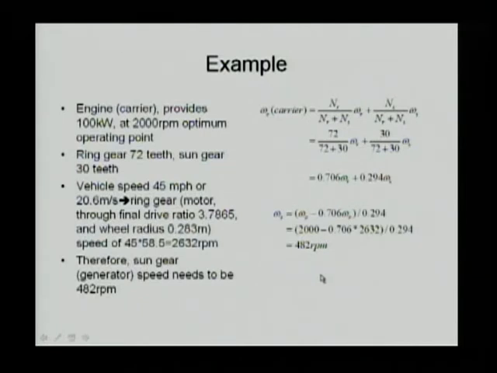So in other words, in this system, if the vehicle is operating at 40 miles per hour, and if we control the generator so that it is operating at 482 RPM, we can easily achieve the engine speed of 2000 RPM as we expected. And in this case, the engine will provide 100 kilowatts of power at its best fuel efficiency.